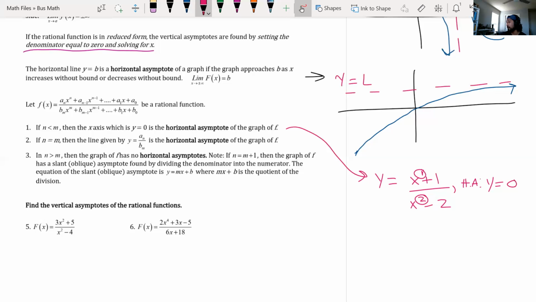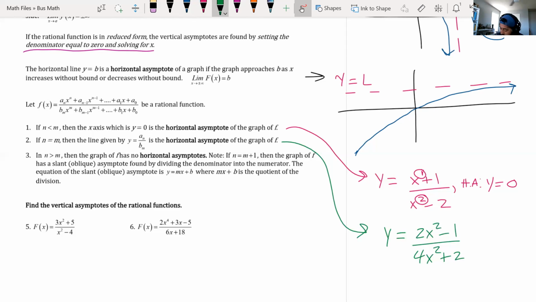Okay. Rule number 2. If the degree of the numerator is equal to the degree of the denominator, then y equals the leading coefficient of the numerator over the leading coefficient of the denominator is your horizontal asymptote. So a good example of that one. Let's say I had y equals 2x squared minus 1 over 4x squared plus 2. Here, my degree in the numerator is 2. My degree in the denominator is 2. These degrees are equal.